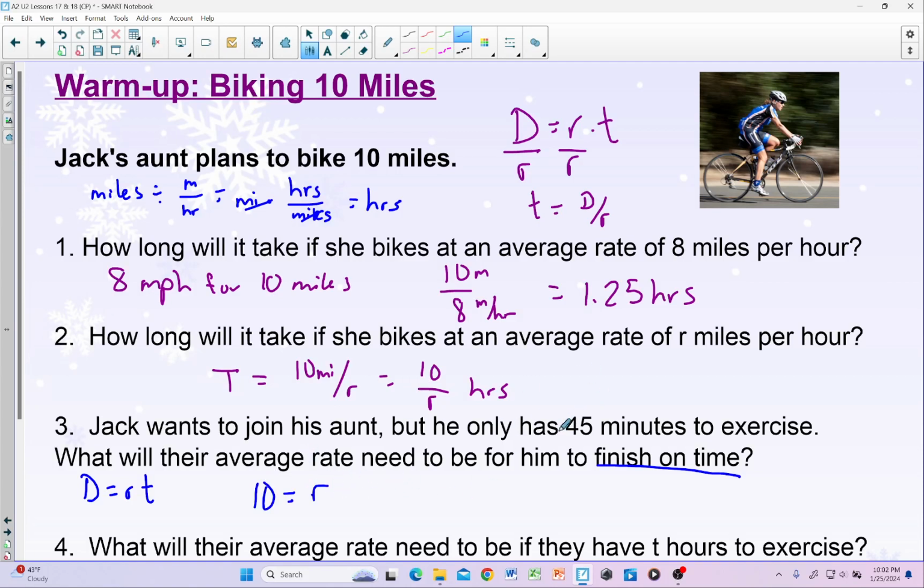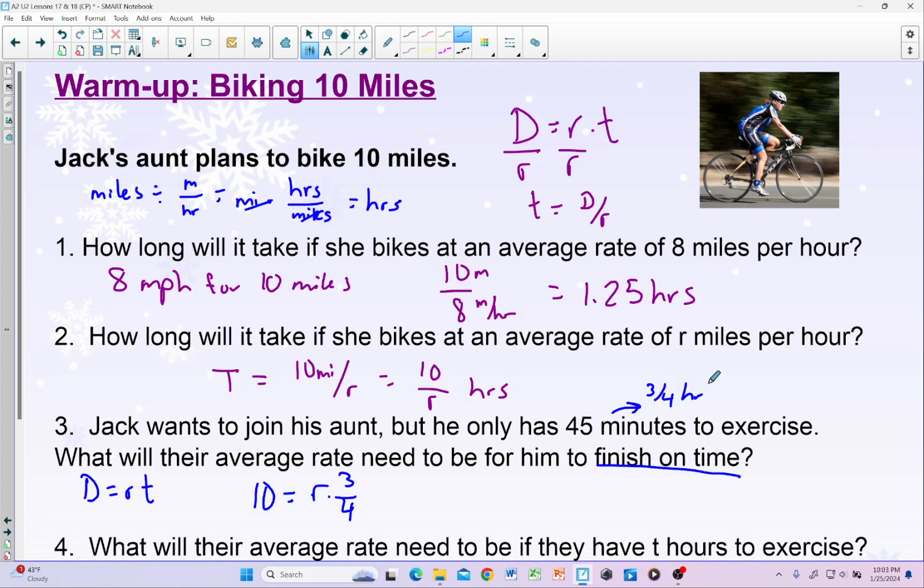Is t 45? Ooh, careful, not quite. T is not 45 because t is in hours. How do we know it's in hours? Because our rate was referred to as miles per hour. So we're going to say that t is in hours. Now, could you use 45 for t? You can, but what you would get is a rate of miles per minute. But don't we better understand miles per hour? So I'm going to put in 3/4. And that's because 45 minutes is equal to 3/4 of an hour. Hopefully, you can logically see that.